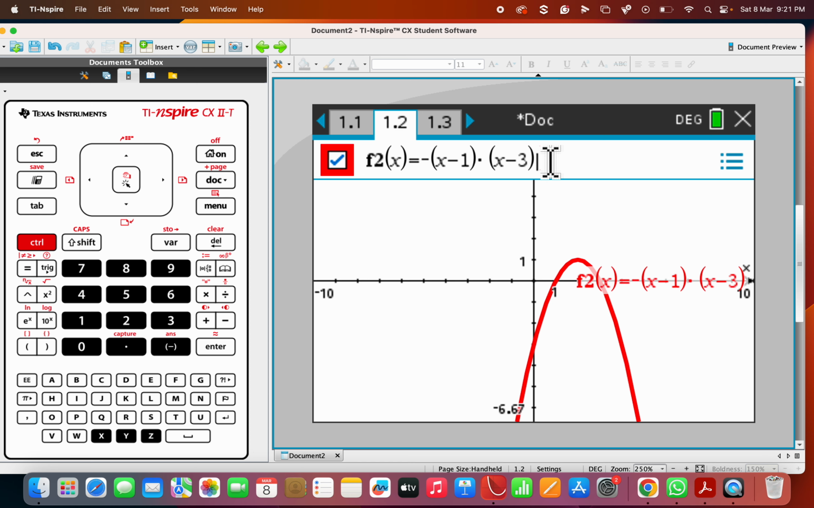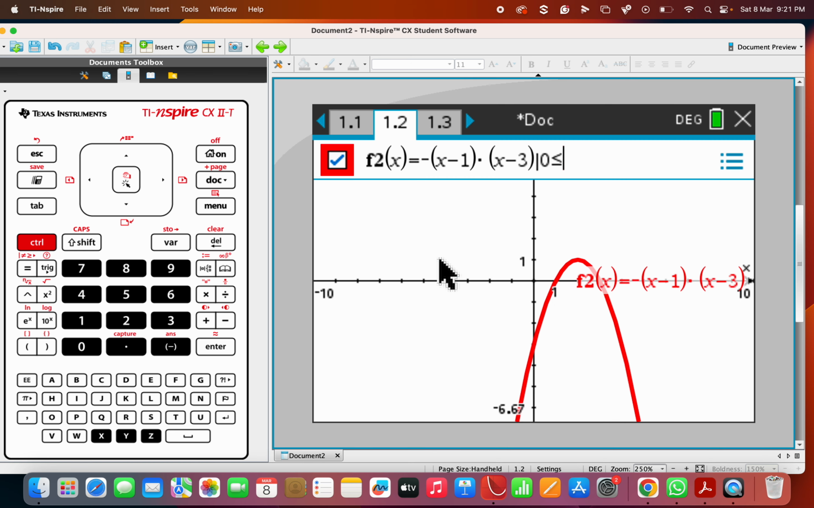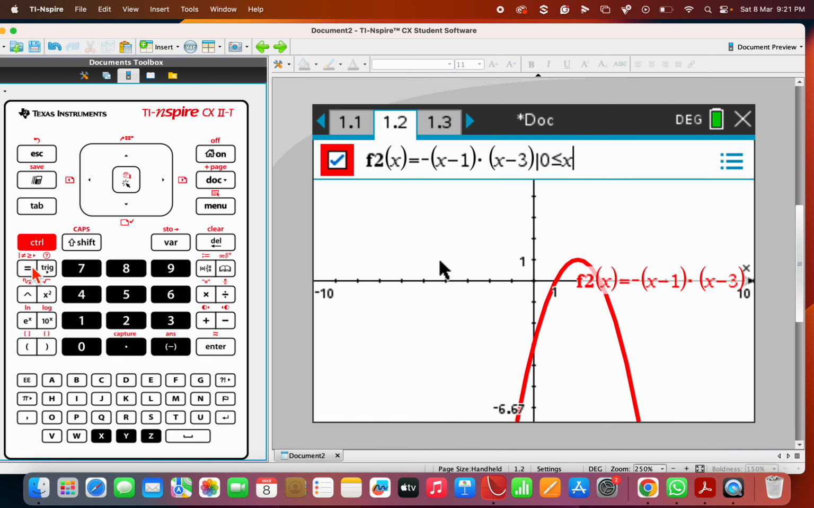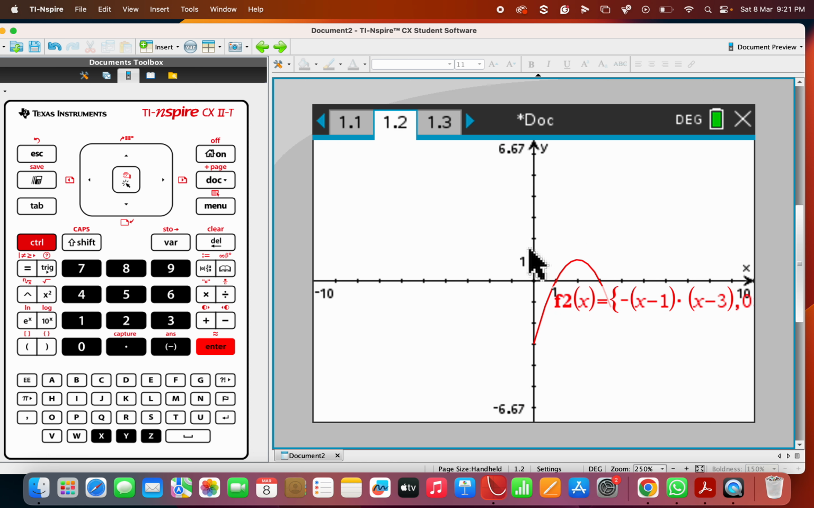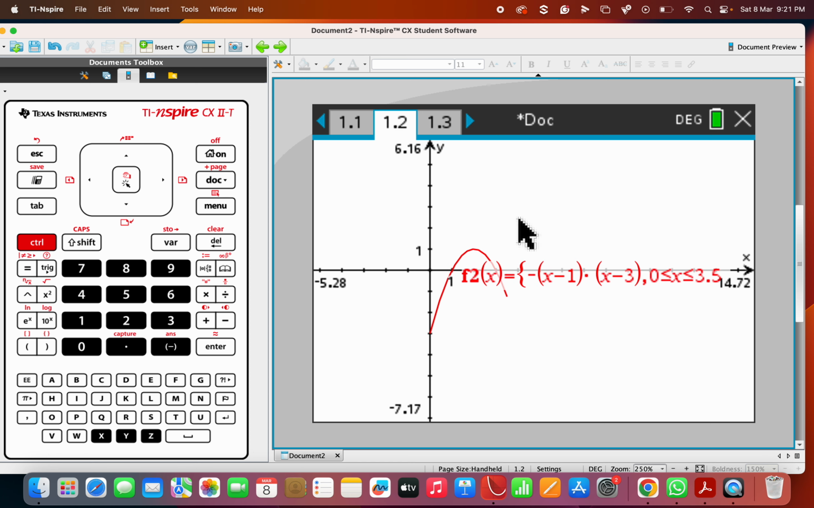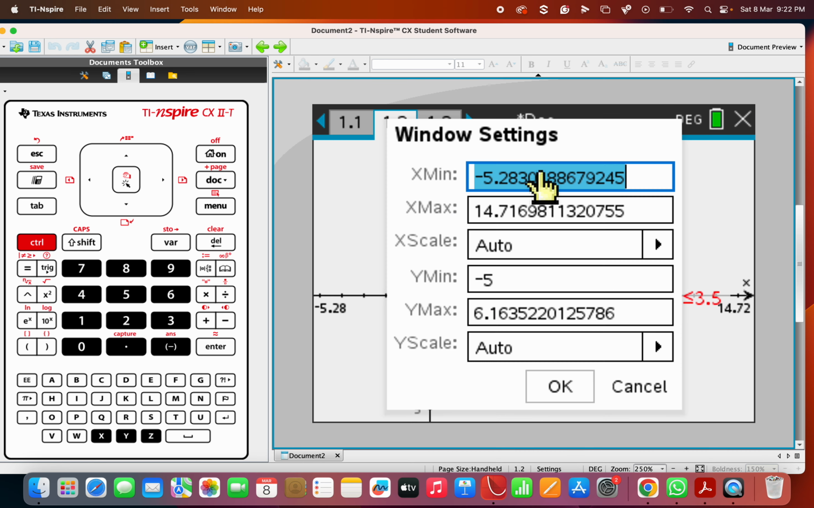We use that symbol in probability as well. Given that 0 is less than or equal to x, control equals opens a menu, is less than or equal to 3.5. Now let's go ahead and zoom in on a nice scale. You can double click on the numbers here, or you can go through the full menu, Window, Zoom, Window Settings. So x min -1, x max at 4, y min at -5, why not, y max at 4.